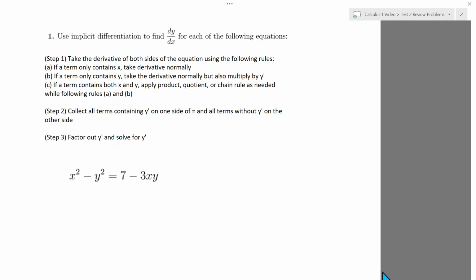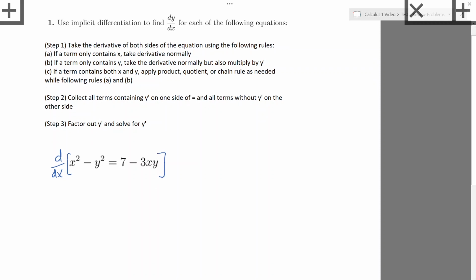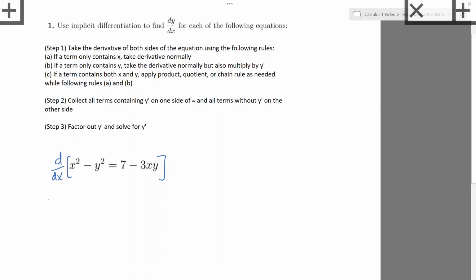Okay, so now we take a look at problem 1b. And in this problem, again, we're doing implicit differentiation. So we follow the same steps as before, right? So first step, we take the derivative of both sides. So we make sure we take the derivative of everything. And again, we follow the three rules, right?